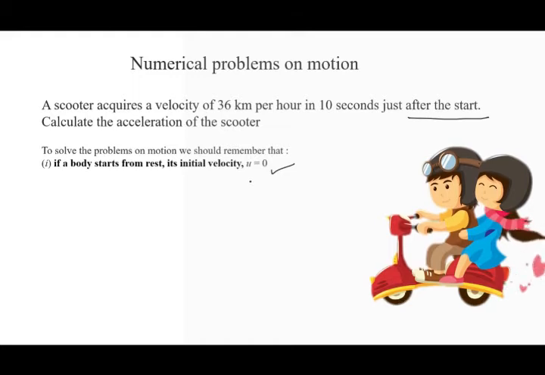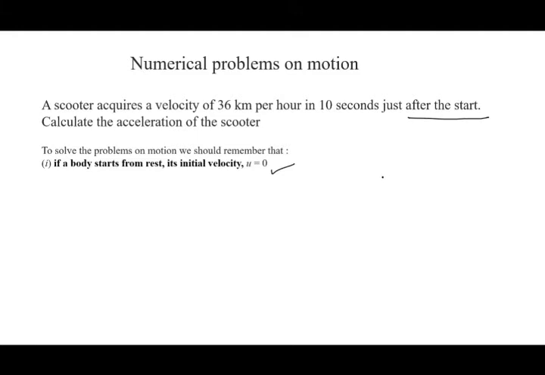Second is, if a body comes to rest, suppose a vehicle is moving and then the driver applies a brake and over a period of time it comes to rest. In that case, what is the final velocity? Final velocity will be 0 because after applying the brake, it stops.